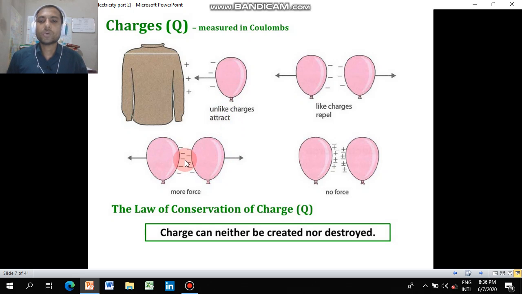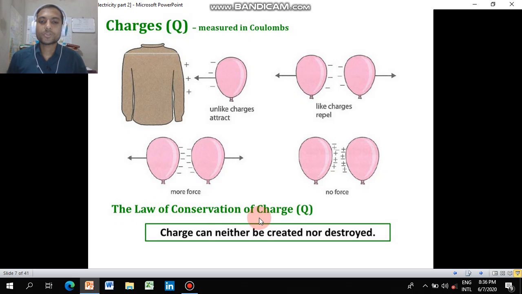Here in these two objects they have similar charges, so they repel each other and the force between these two objects is small. In these two objects no force is acting, because the first object has both positive and negative charge, and the second also has a positive and negative charge, so both attractive and repulsive forces act, and these two forces cancel each other. That's why there is no force acting between these two objects.